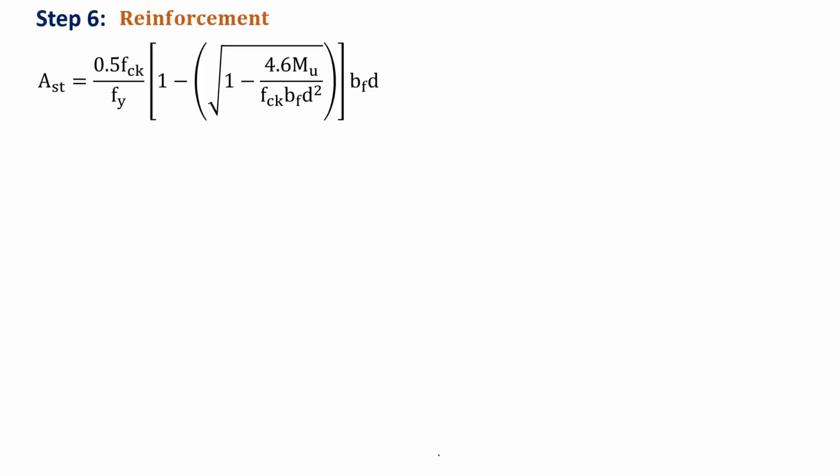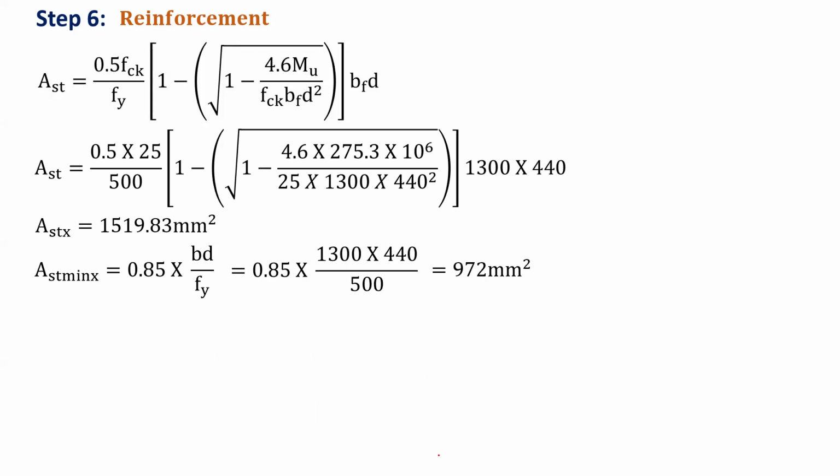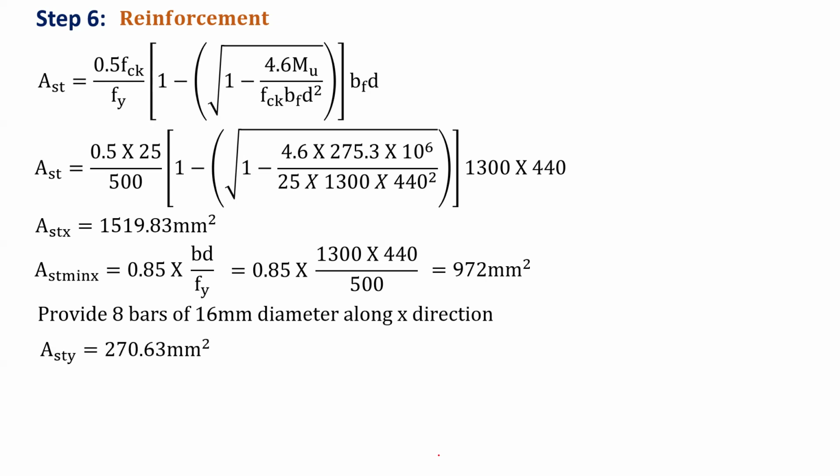Then we have step 6, reinforcement. We have same formula, put value 275.3. Then we have this value 1519.83 mm square. Now in IS, AST minimum for footing is given as 0.85 BD upon Fy, and we have 972 mm square, less than 1519. So we will provide 8 bars of 16 mm diameter along X direction.